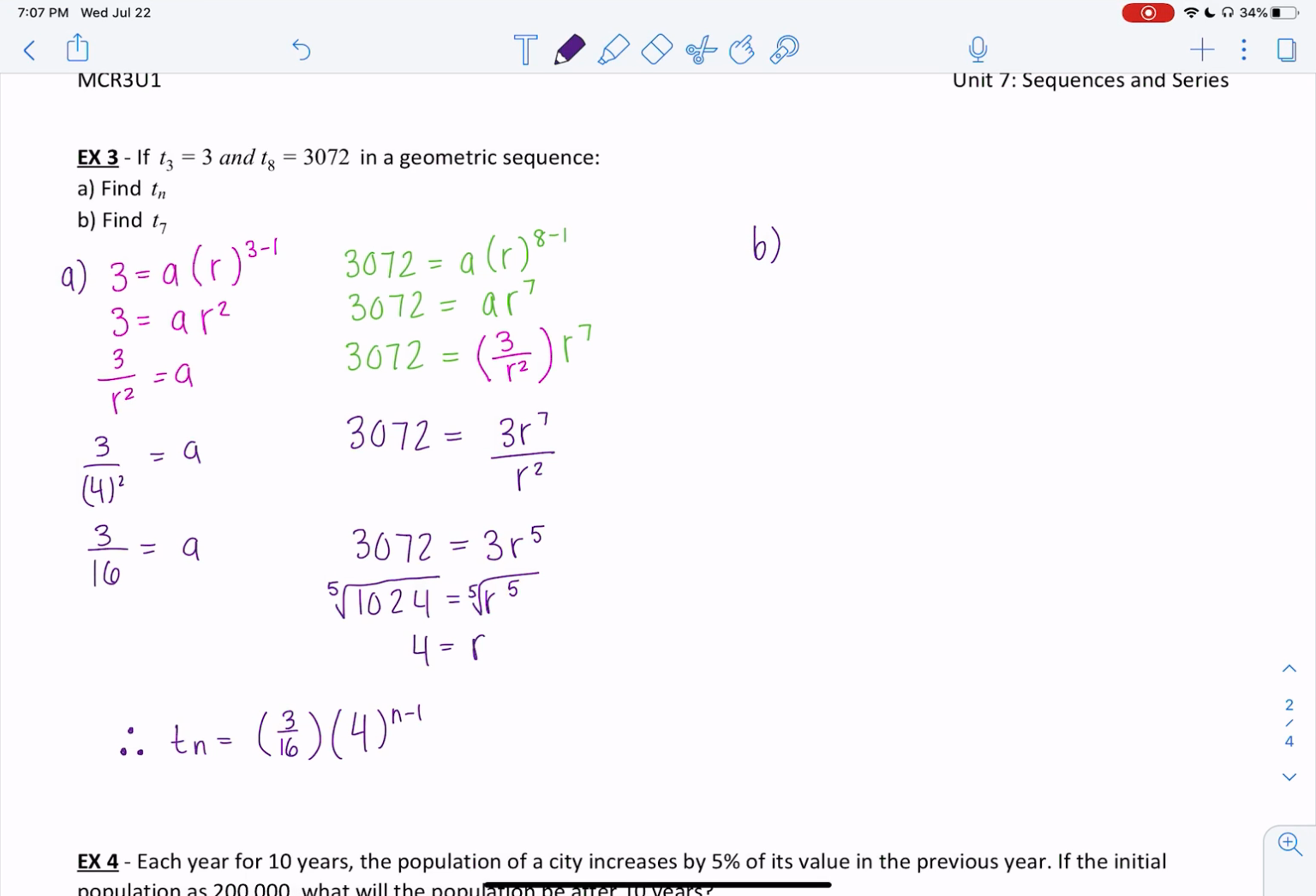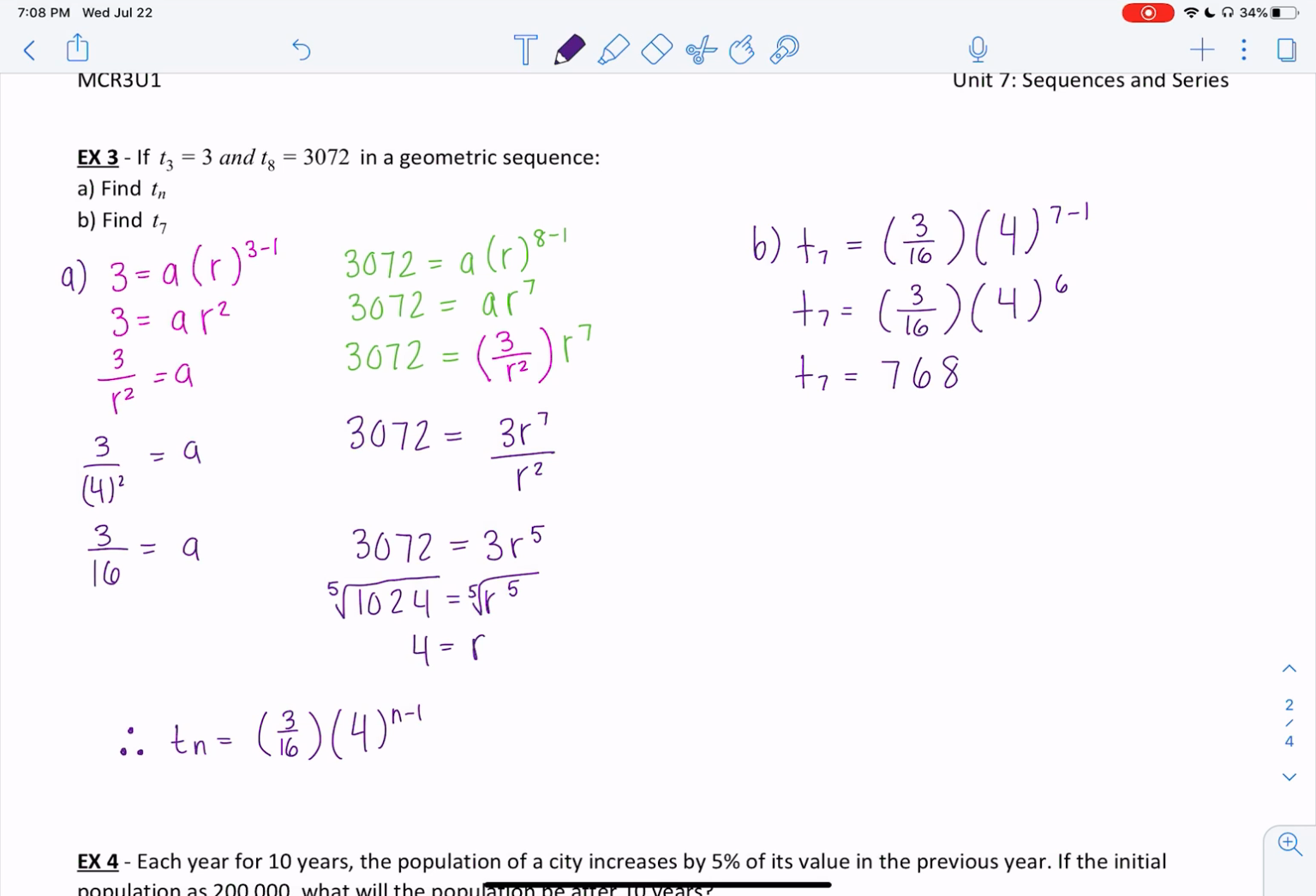And now B asked us to use that general formula to find our 7th term. So we're looking for our 7th term, which would be equal to 3 over 16 multiplied by 4 to the 7 minus 1. So we'll have 3 over 16 times 4 to the 6. And I'm just going to put that in my calculator, and I will get 768. Therefore, the 7th term is 768.